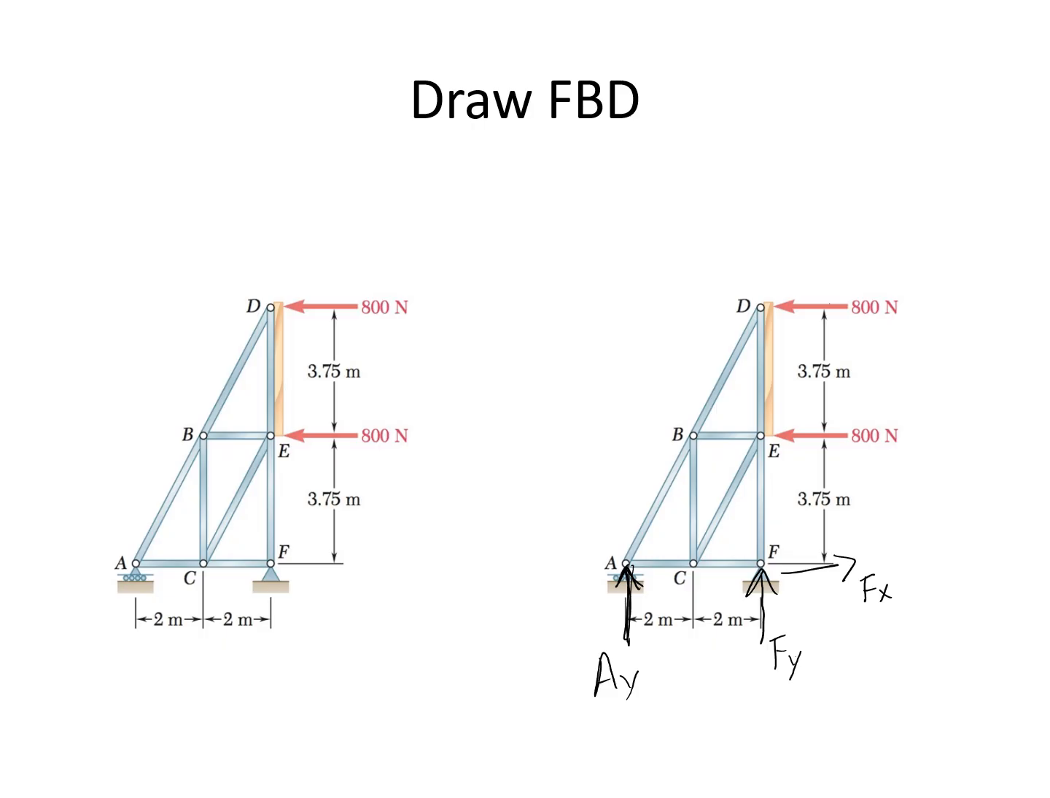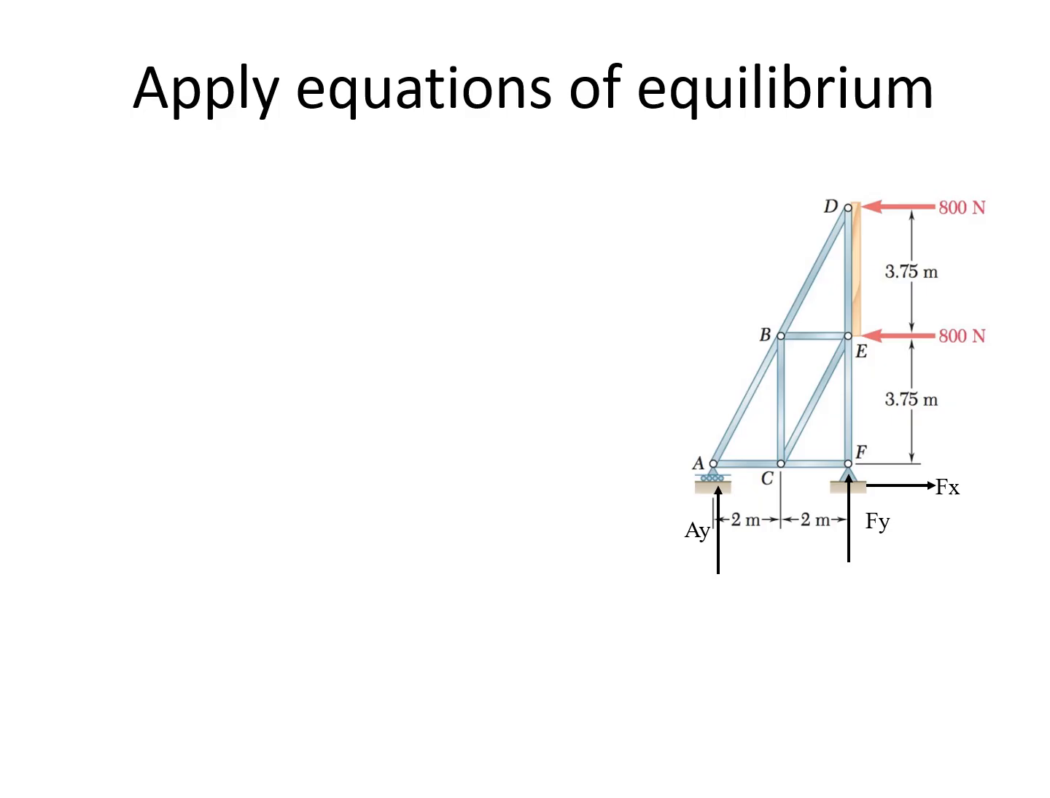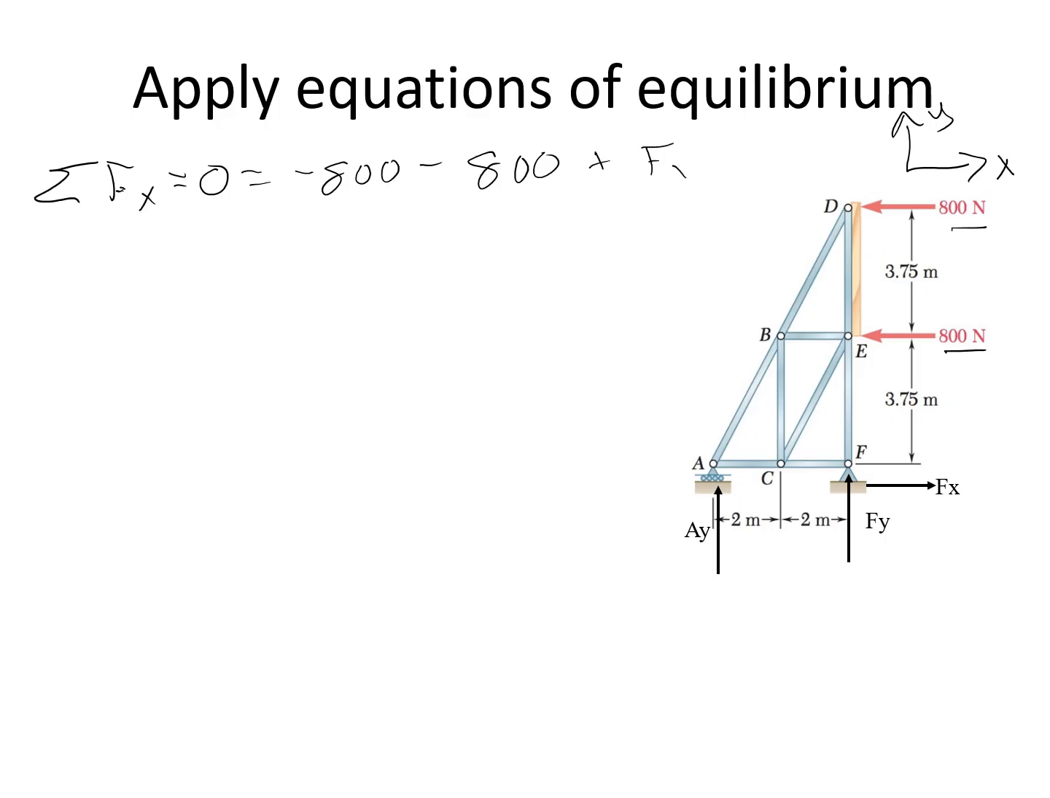We still have 3 equations of equilibrium. So let's apply those 3 equations of equilibrium. I can start with the sum of the forces in the x direction, as I've done before, is equal to 0. And if we're assuming that this is xy positive, then that's going to equal negative 800 for this one, minus 800 for that second force, plus Fx. And so Fx is equal to 1600 newtons.